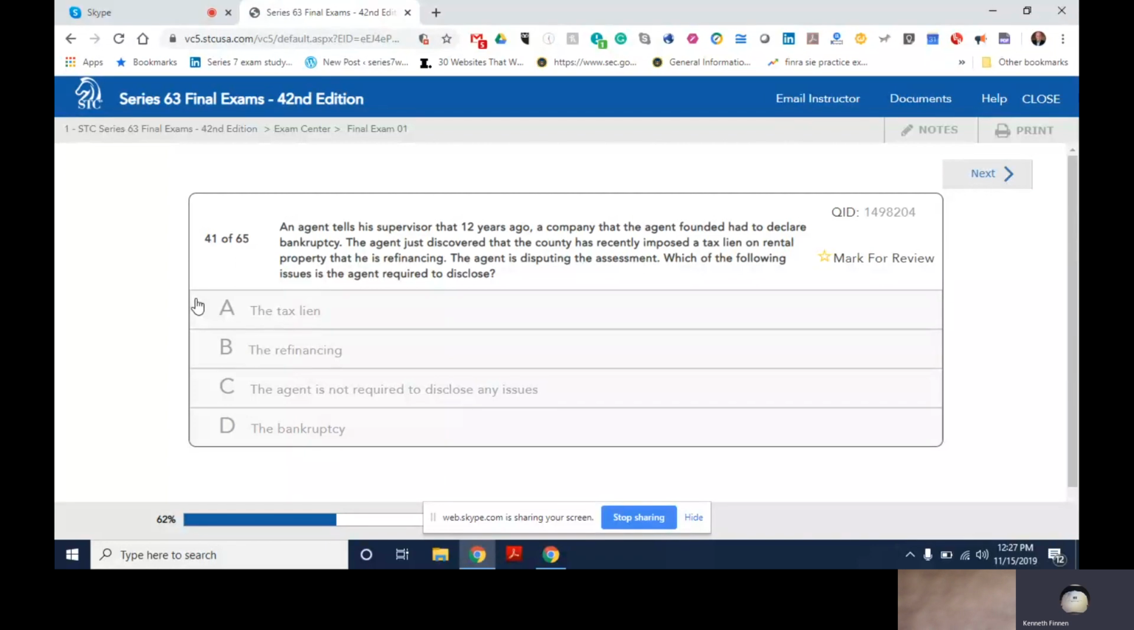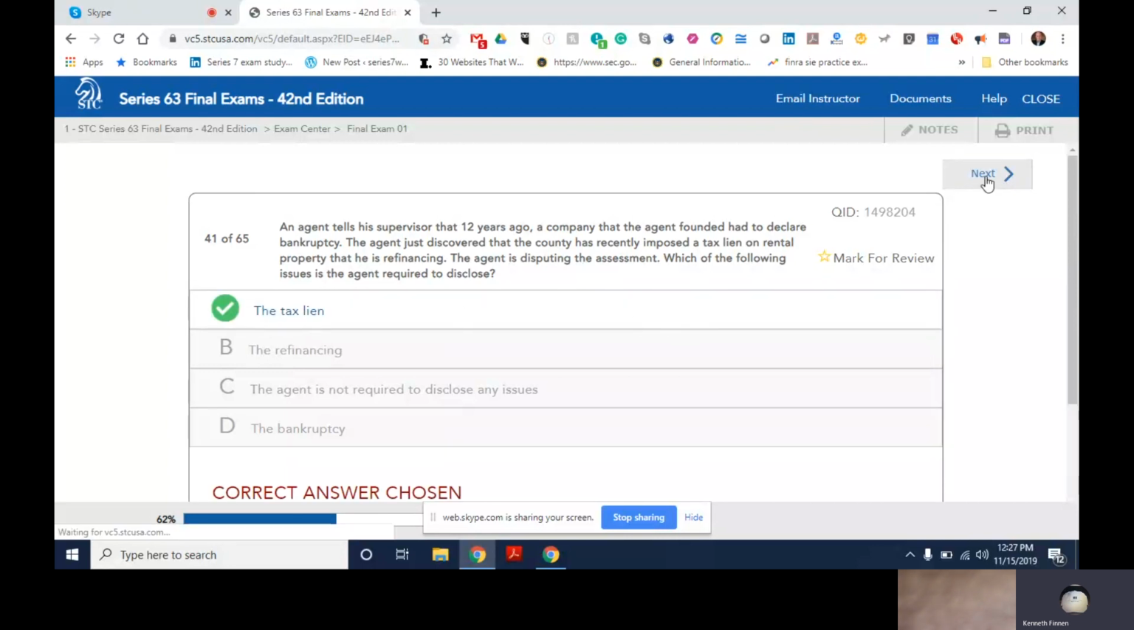Okay. An agent tells a supervisor that 12 years ago, a company that the agent founded had to declare bankruptcy. The agent just discovered that the county has recently imposed a tax lien on rental property that is refinancing. The agent is disputing the assessment. Which of the following issues is the agent required to disclose? The refinancing, no. The bankruptcy, no. The agent is not required to disclose any issues. Since the bankruptcy is more than 10 years, it doesn't matter, but I think it's going to be the tax lien because that's within 10 years.